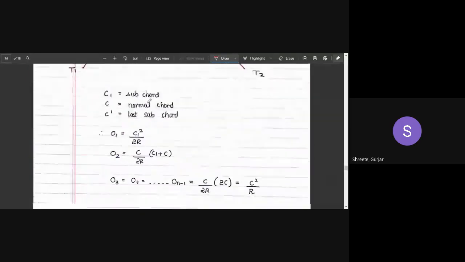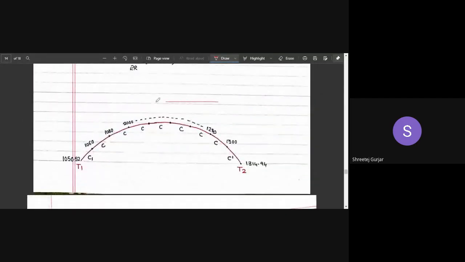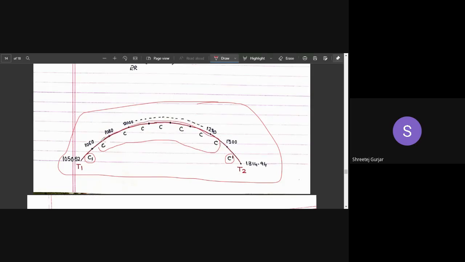Coming after the linear methods, I think we have done this particular problem, right? Yes. We assume this as the first chord, the initial chord, and this as the last chord, C dash, and all these chords are equal in length, a 20-meter interval. So we have done this problem.